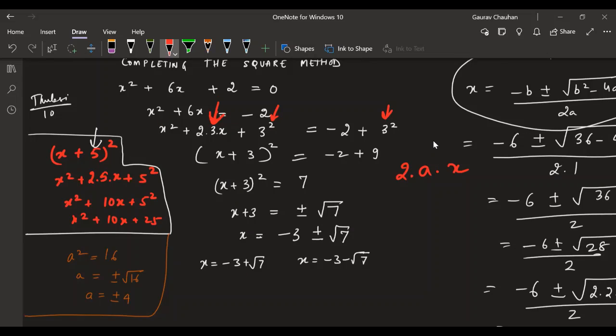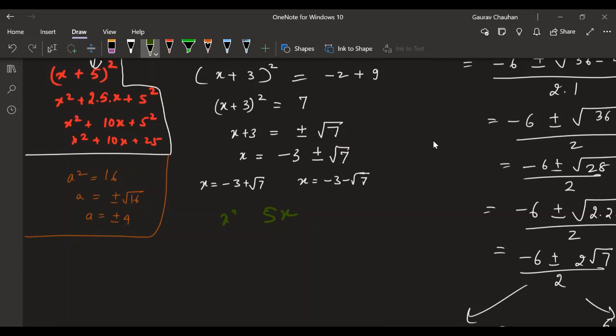If I find out a, 2 into something, suppose it is not even, then what will happen? Suppose it is something like this: x square plus 5x is equal to 3. In that case, I will write x square plus 2 into what should I do to get 5x? What should I write here to get 5? So see, 2.5. Very good. I will write 5 by 2. So my a will become 5 by 2.